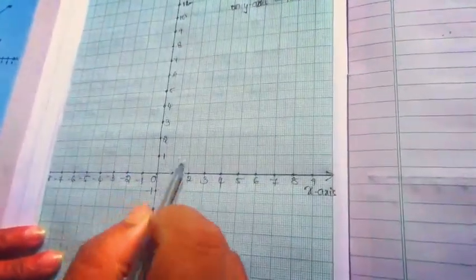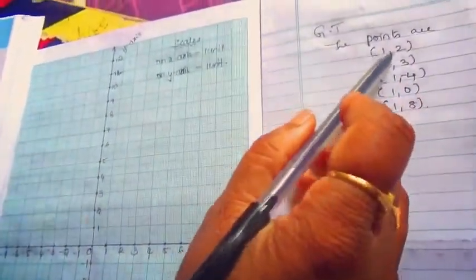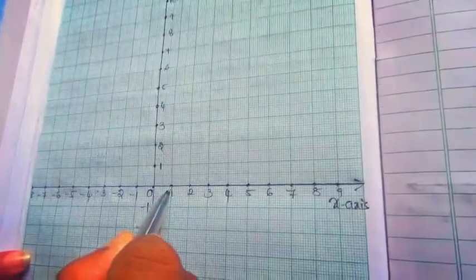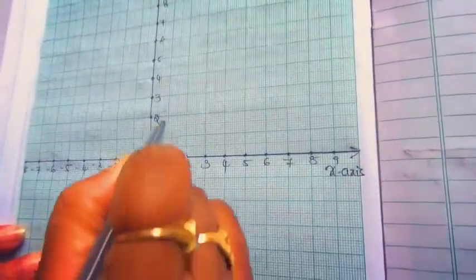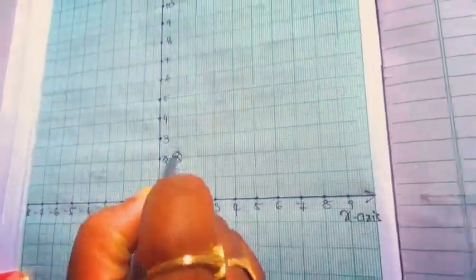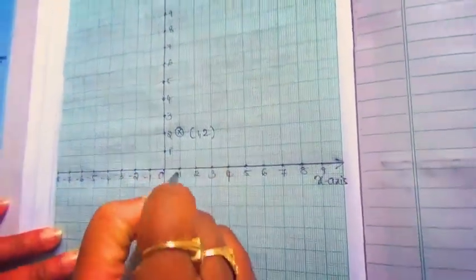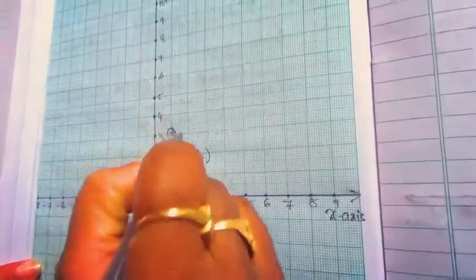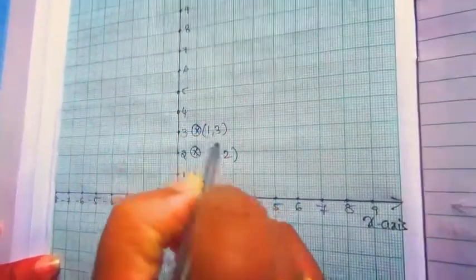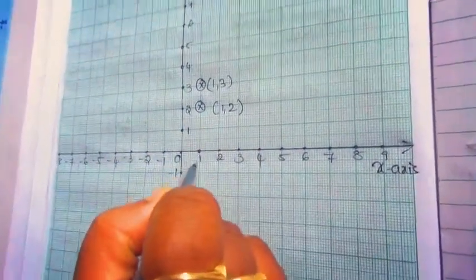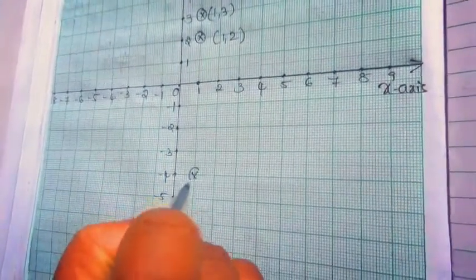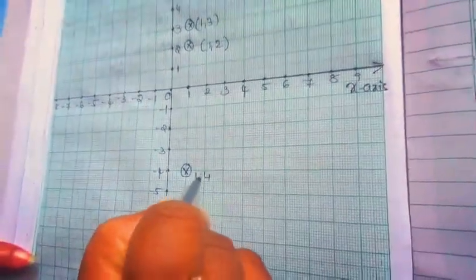Look at the graph sheet. First point is (1, 2). 1 is on the x-axis, 2 is on the y-axis. Here we have the first point, that is (1, 2). Second point (1, 3). Here it is the second point, (1, 3). Next point (1, -4). Here we have (1, -4).